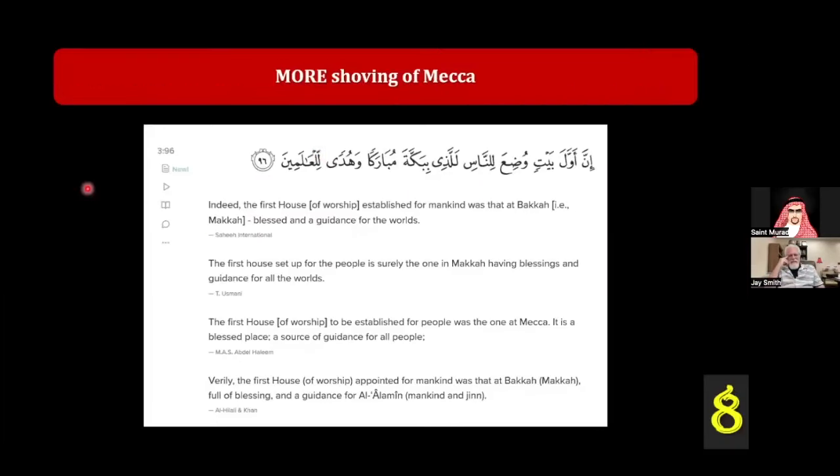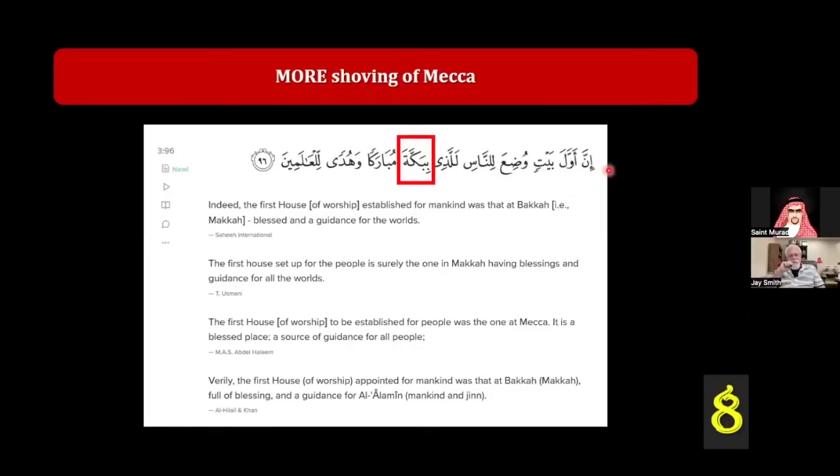Now here we have more shoving of Mecca. This verse says: إن أول بيت وضع للناس للذي ببكة مبارك ببكة. Now I will just ask the people who are listening to us, what do you hear me saying? Am I saying Mecca or Becca? I'm saying Becca with a B. You're saying it with a B.